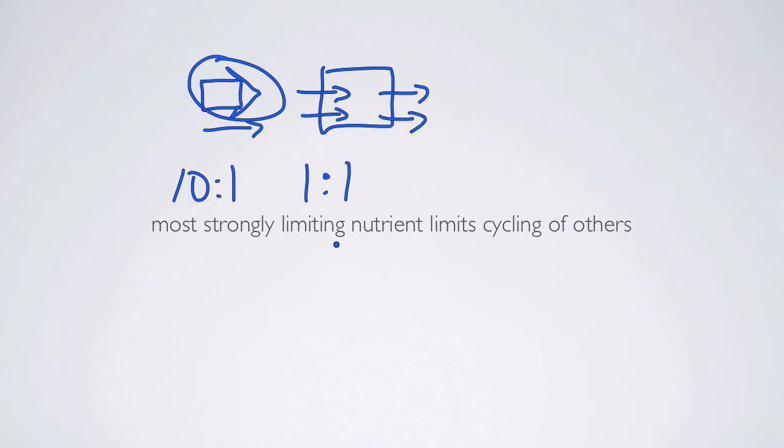So when we say that the most strongly limiting nutrient limits the cycling of others, often what that means is that plants are going to try and take up most elements in the ratio that they're required, not the ratio that they're supplied. And whichever element is most limiting is going to restrict the uptake of other elements. And so therefore, it limits the cycling of other elements.